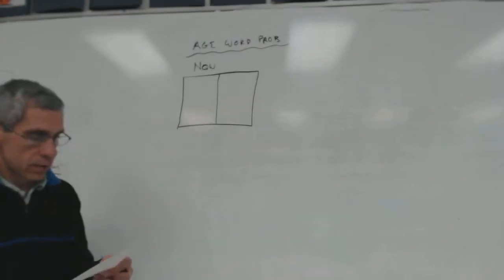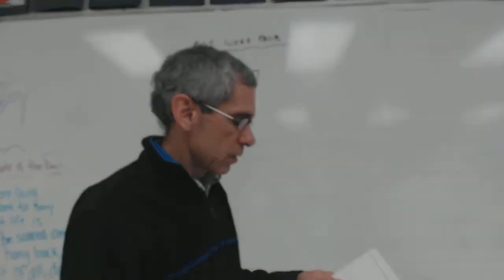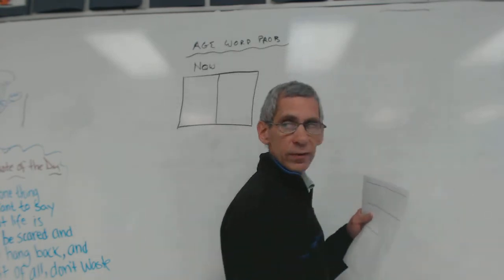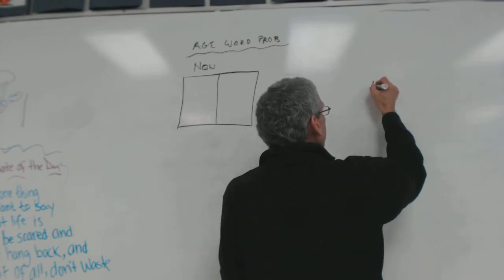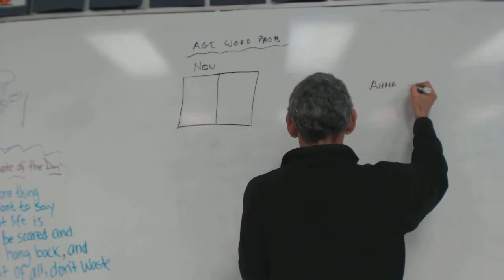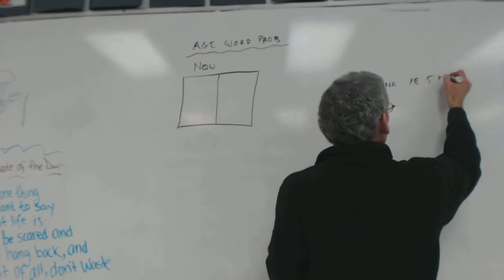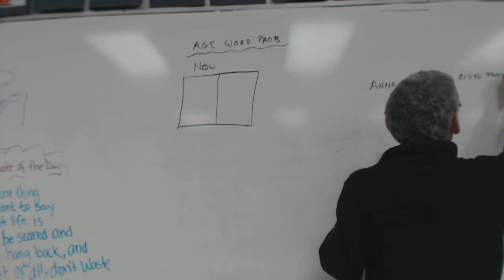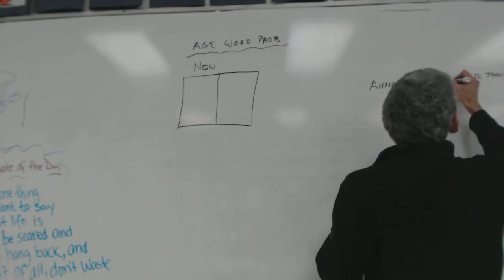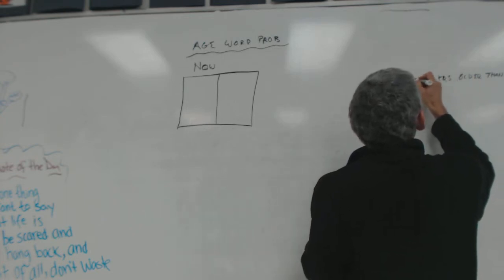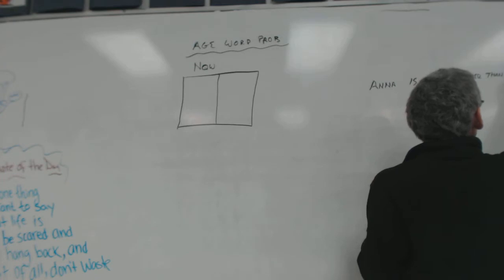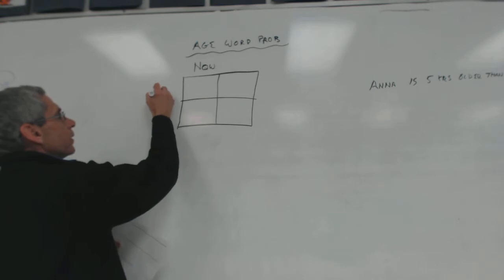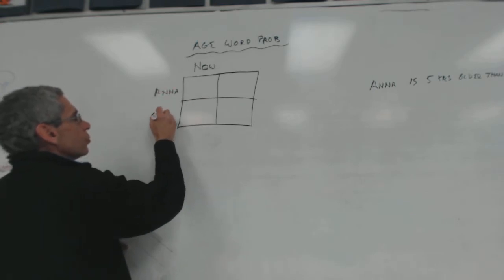So it says, well, I'm going to do a different one. If it says, what is an easy name? Anna is 5 years older than Sue. Sue is 18. All right. How would I write that? I've got Anna and I have Sue.